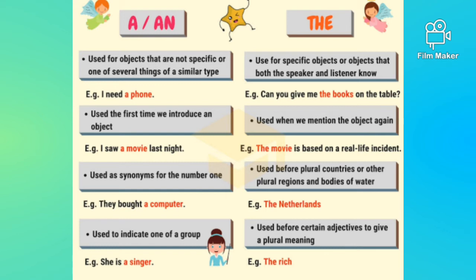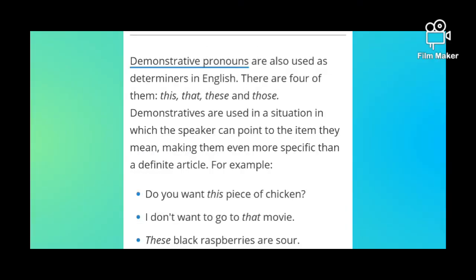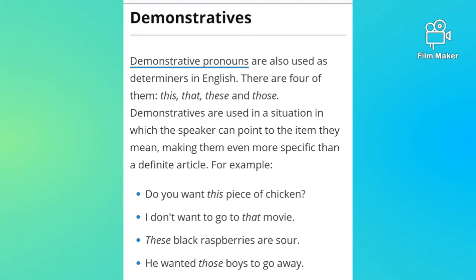Now, the second point is demonstratives. Demonstrative pronouns are also used as determiners in English. There are four of them: this, that, these, and those. You can say, in the picture, do you want this piece of chicken? I don't want to go to that movie. These black raspberries are sour. These are all examples of demonstratives.